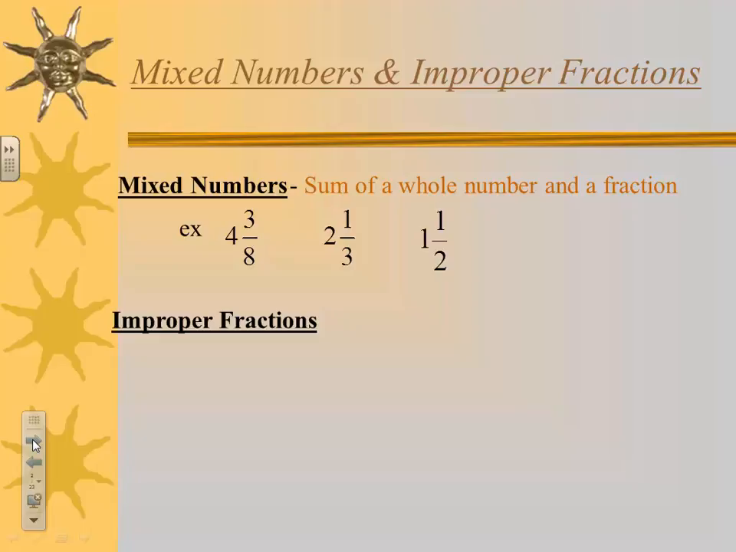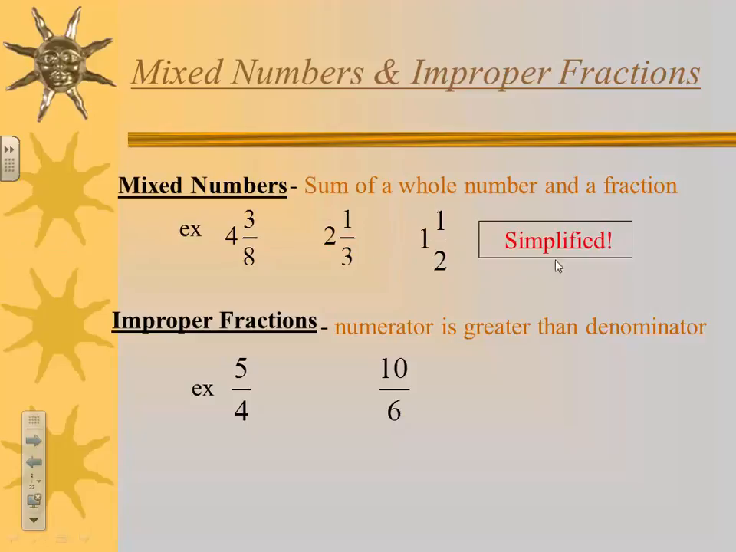Improper fractions, the word improper means that there's something not right about them. So improper fractions usually need something done with them. An improper fraction has a numerator that is greater than the denominator. So 5 is the numerator, greater than the denominator of 4. 10 is the numerator, greater than the denominator of 6. So notice the difference between mixed numbers and improper fractions. Mixed numbers have a whole number and a fraction. Improper fraction, numerator is larger than the denominator.